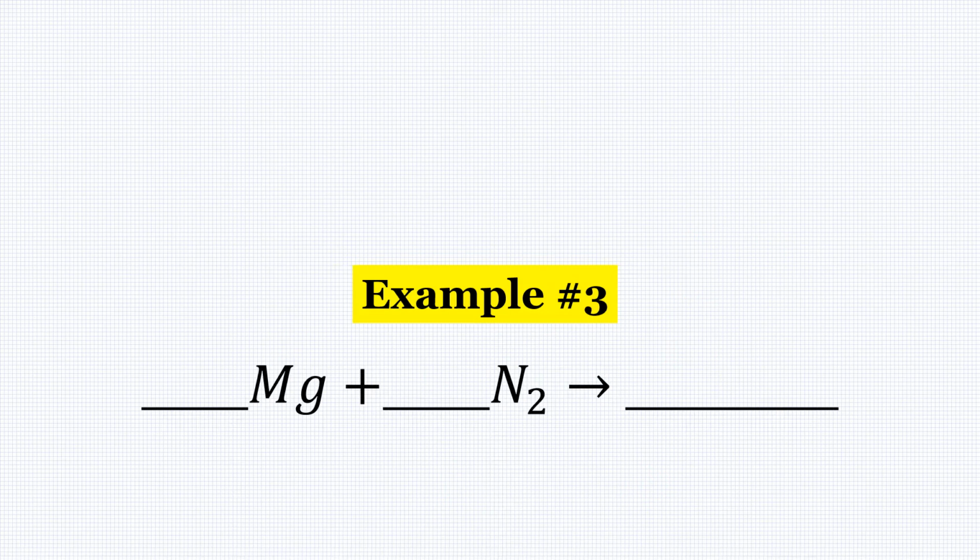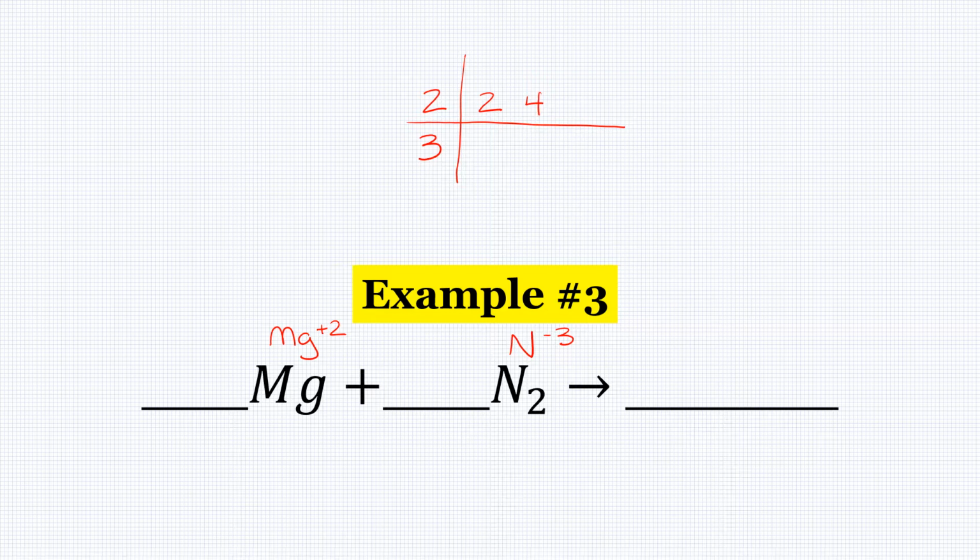Okay, in this next example, we have magnesium and we have nitrogen. Magnesium has a charge of +2, and nitrogen has a charge of -3. Okay, so least common multiple here, we have 2 and 3. So if I take 2 and I just keep multiplying it, by 1 it's 2, by 2 is 4, 2 times 3 is 6, 2 times 4 is 8, and then we have 3 times 1, 3 times 2, 3 times 3, 3 times 4. And if you look here, the common multiple is 6.